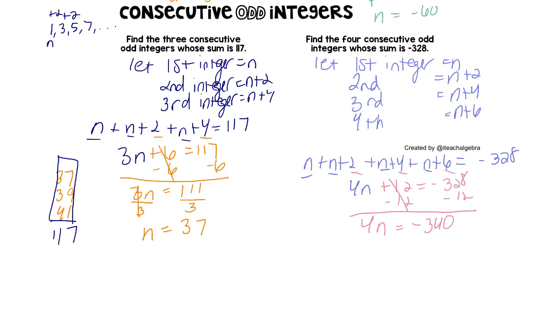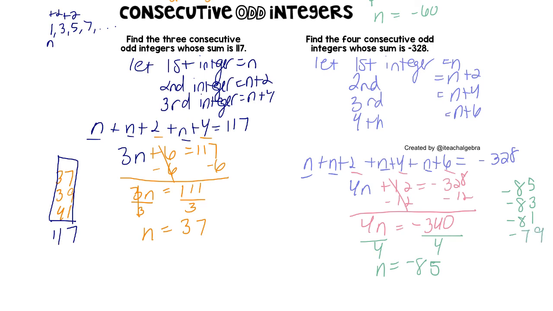We can divide both sides by 4. We get n is negative 85. I'm going to get my calculator out for that one and check my work. Oh, I'm right. So the first of our consecutive odd integers is negative 85. Then we need 3 more. So negative 83, negative 81, and negative 79.